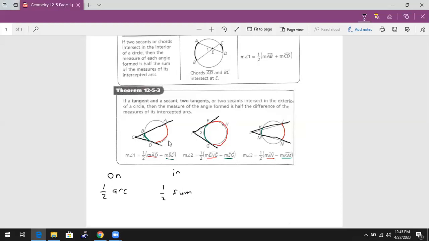Or does it intersect outside the circle? Here we have a tangent and a secant intersecting outside, two tangents intersecting outside, or two secants intersecting outside. So if your lines or segments intersect outside the circle, then the angle is half the positive difference. And it's positive difference because we need to make sure this angle is a positive measure. How do I make sure it's the positive difference? I just take the big one minus the little one.